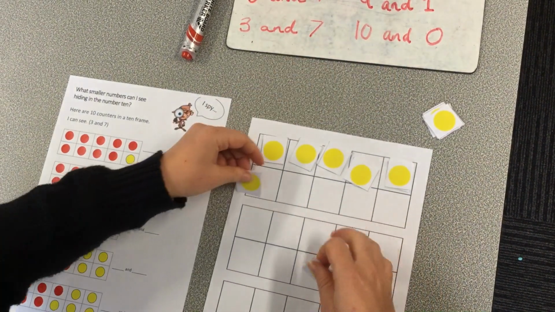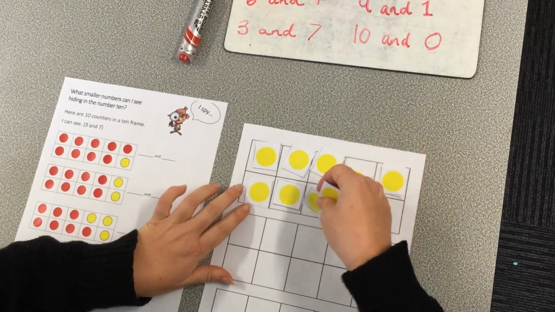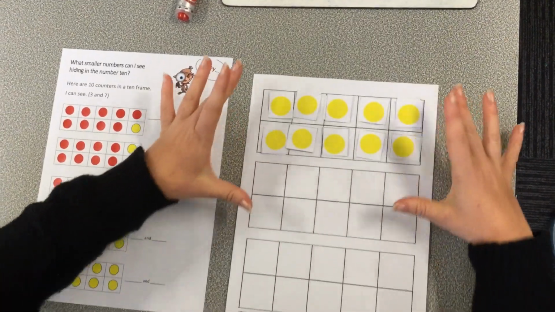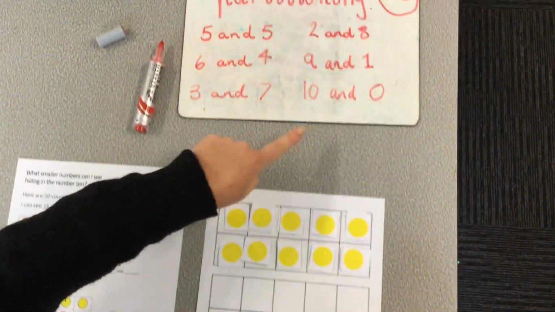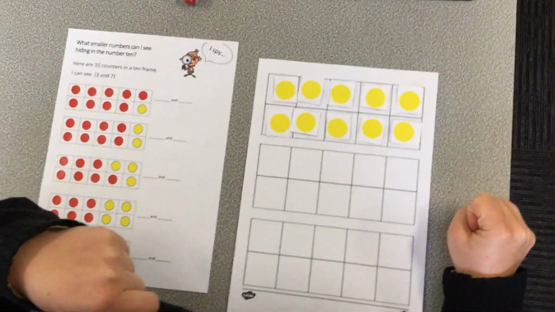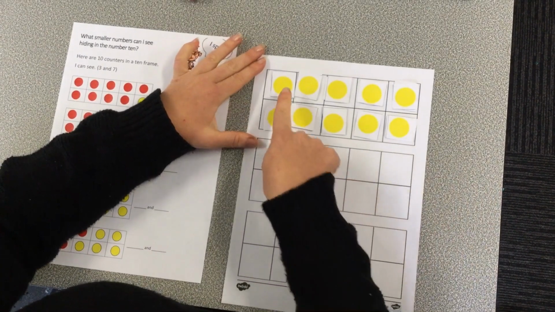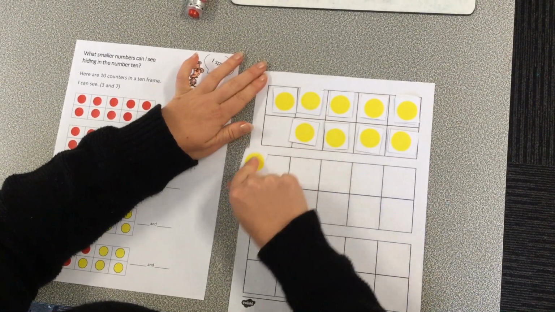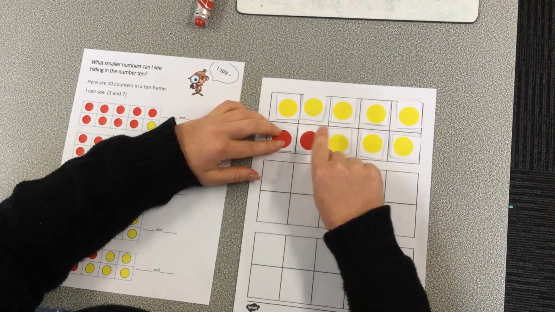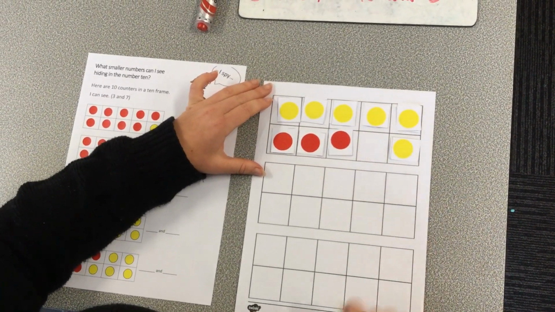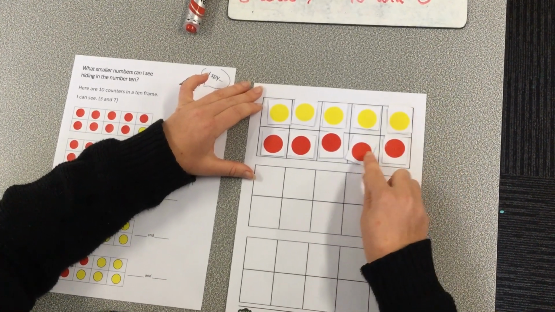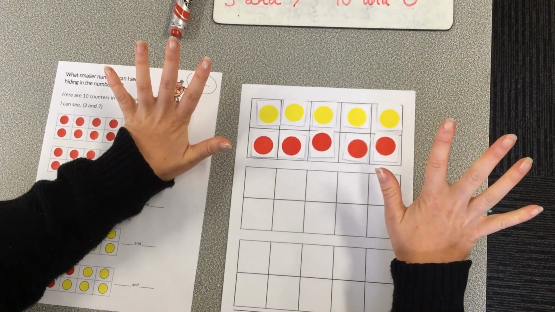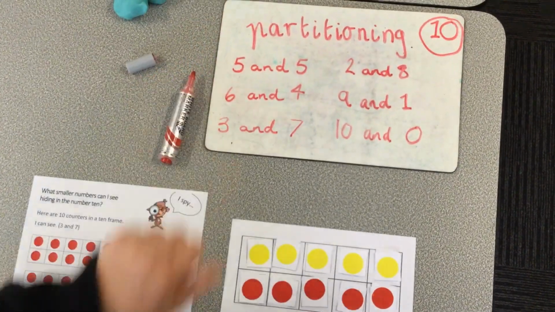So we know inside our 10 frame we have 10 squares. And today I've got 10 counters. So we know that we've got 10 here. I could look up here and see, oh, I made 5 and 5 with Play-Doh. I wonder if I can make 5 and 5 with counters. 1, 2, 3, 4, 5. I'm going to keep 5 yellow across the top and make my other 5 in red. So I've made 5 yellow and 5 red. So 5 and 5 is the same as 10, just like we did up here with our Play-Doh.